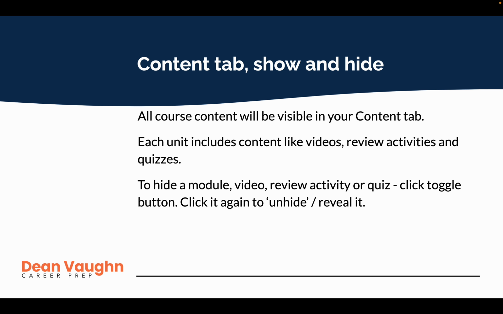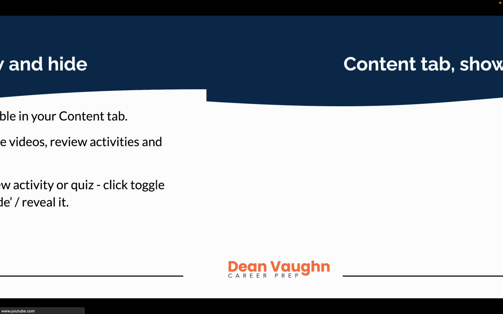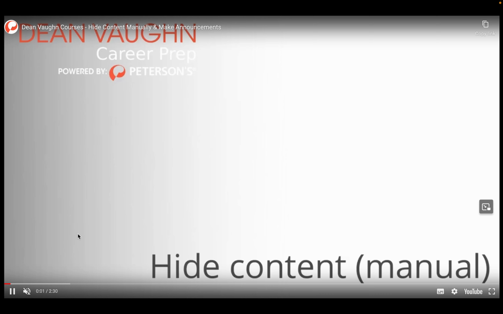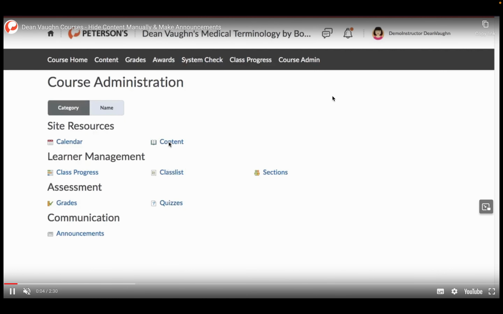To hide a module or a video or any other smaller unit, you should just select that unit in your content tab on the left-hand side and then click the toggle button. And then you should click it again to unhide or reveal this course content. So here's what that looks like for you. Hide content manually, go to course admin, content.